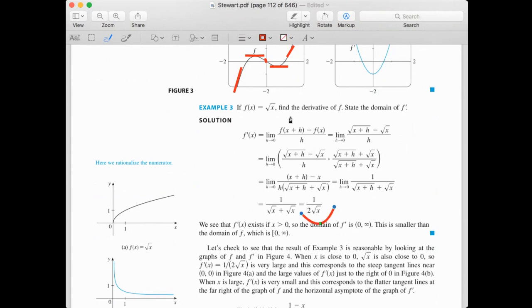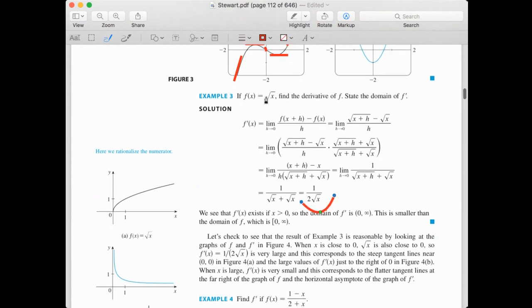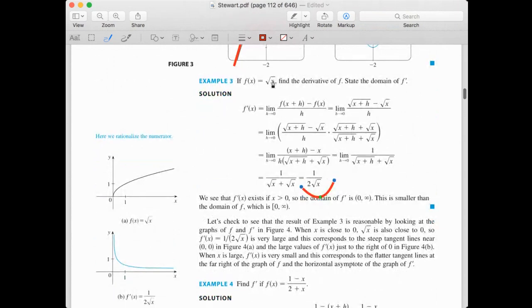So we can draw both functions. Square root of x, x has to be at least 0, so the domain starts from 0. So this is the graph of square root of x. And we graph this 1 over 2 radical x, we get this graph. This graph is saying the slope function decreases, right? Decreases.